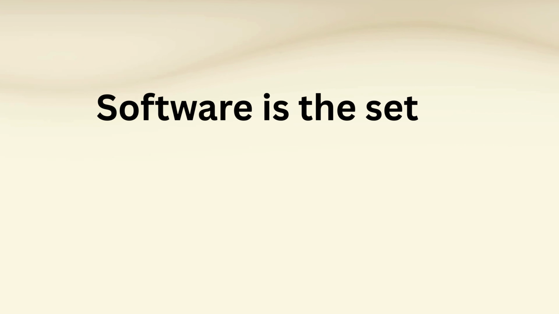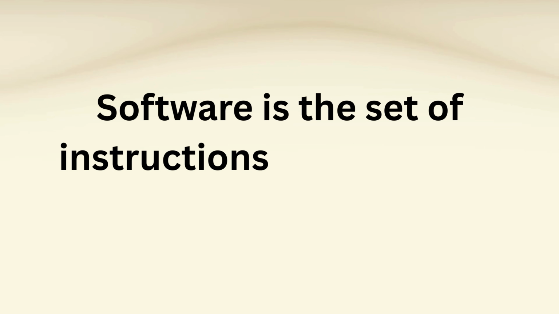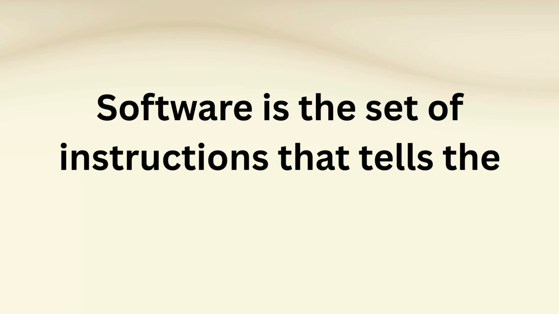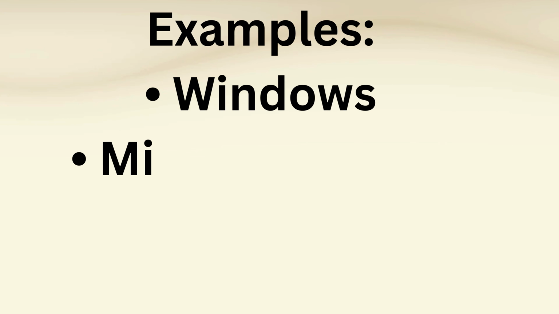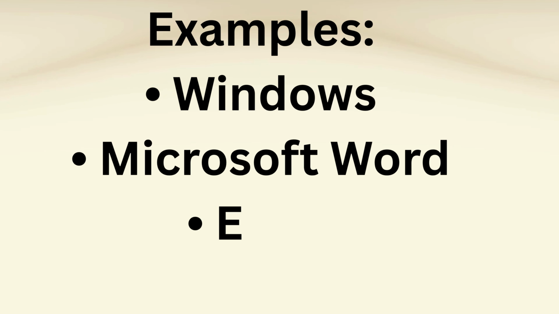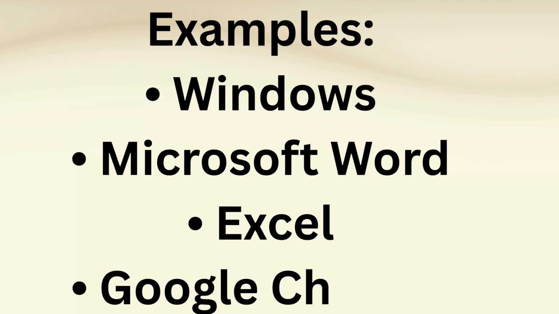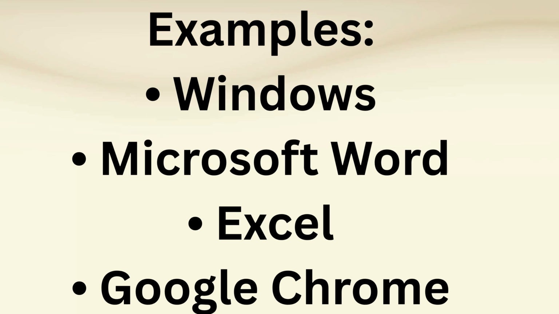Software is the set of instructions that tells the computer what to do. The software tells the computer what to do. And we have what? Windows, Microsoft Word, Excel, Google Chrome. We're going to talk about how hardware and software work and how they communicate. Now, this is how they communicate.